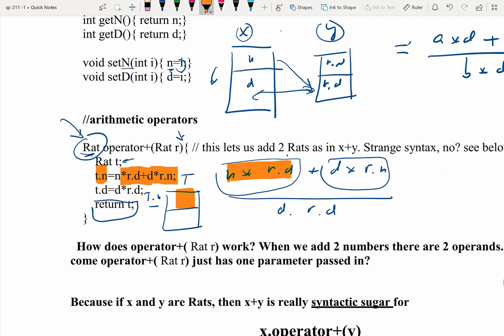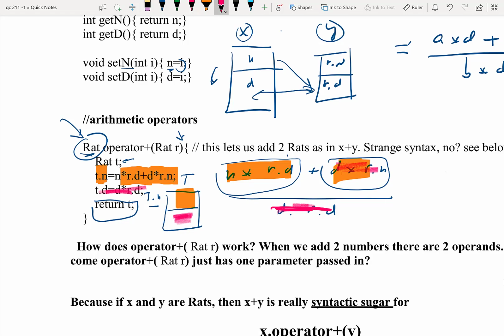And what about the denominator? The denominator is going to be d times r dot d, and that's going to go right over there. So that's it. And then I construct this, and then I return this, and that is how I do addition.